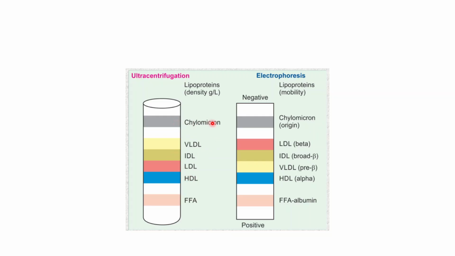These will be chylomicrons, VLDL, LDL and HDL. Okay, now we will focus on these. VLDL is the very low density lipoproteins, then LDL low density, then high. So from above to downward, density increases.